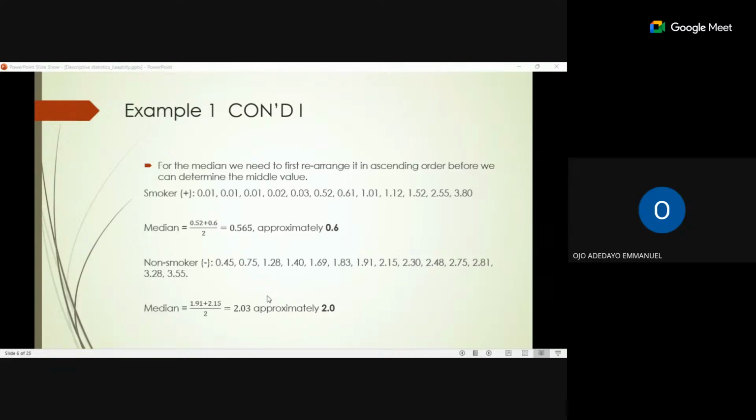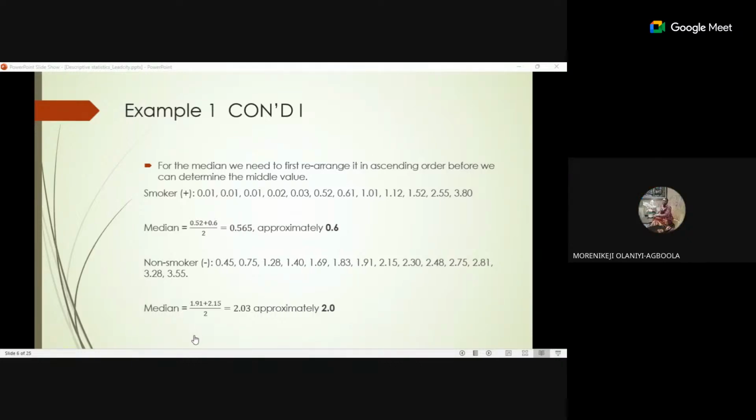Those 2 data values, you are going to add them together, then divide by 2. Add them together, divide by 2. The answer that you have at the end of that division is what we call the median. Am I clear, please, about the median?